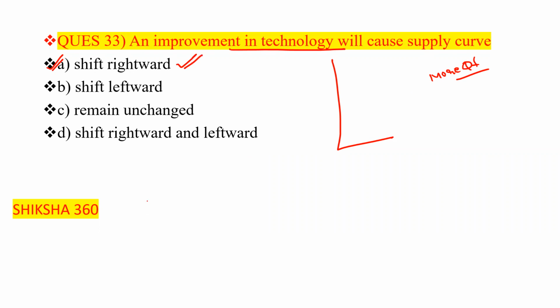Sometimes they will show a graph like this one: first supply curve, and this one is the second. This way, you will find a shift in the supply curve. Now move to the next question.